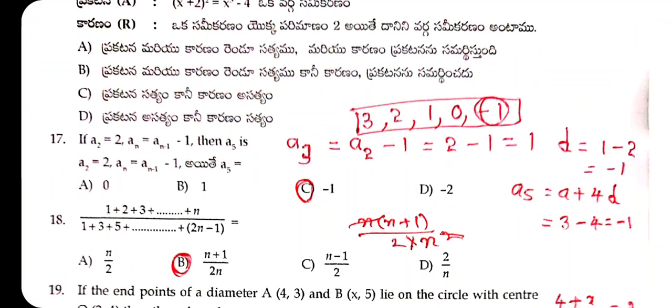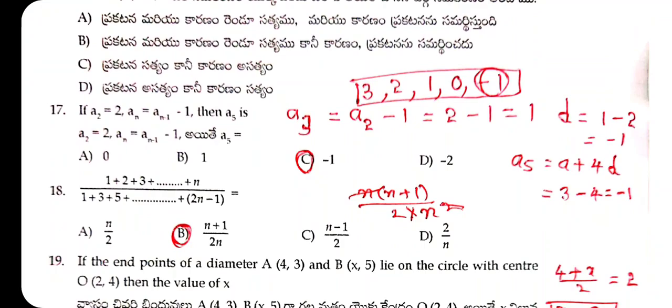Next, a2 is equal to 2 and an is equal to a(n minus 1) minus 1, then a5 is equal to. Here for a3, if you substitute n as 3, a3 is equal to a2 minus 1. Already a2 is given, so 2 minus 1, that is 1. So third term is 1, second term is 2. So we know very well d is a3 minus a2, 1 minus 2, that is minus 1. So minus 1 is the common difference.